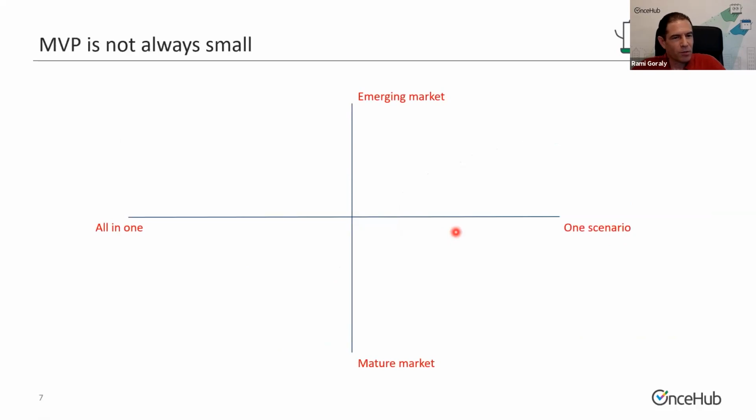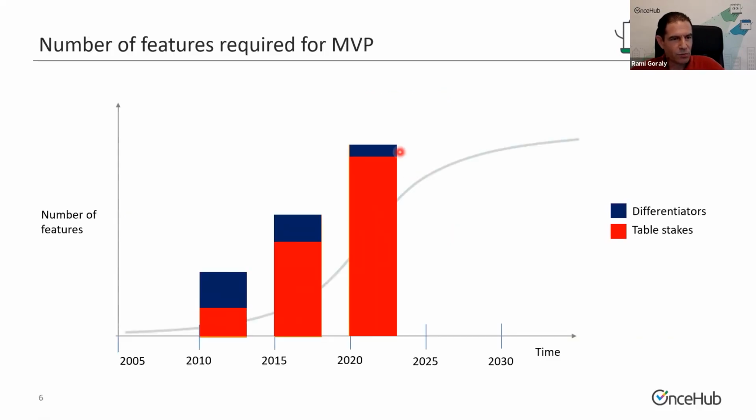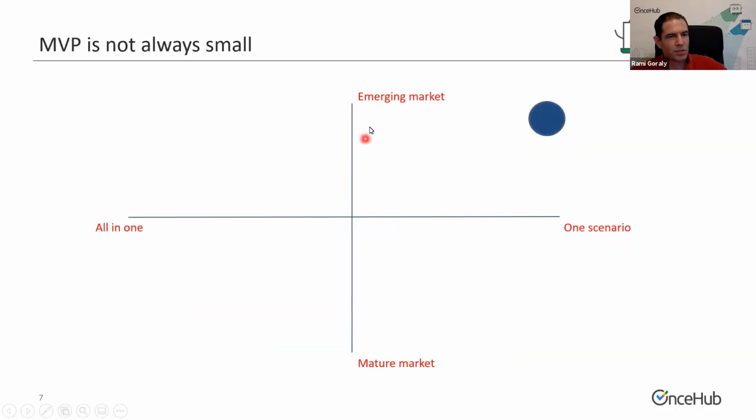Okay, so we talked about the market dimension. We have an emerging market and a mature market. So this is the vertical axis here. And we have the horizontal axis. We're adding another dimension, which is the use case. What is our product automating? Is it automating one scenario, or is it automating multiple scenarios? Some MVPs are an all-in-one.